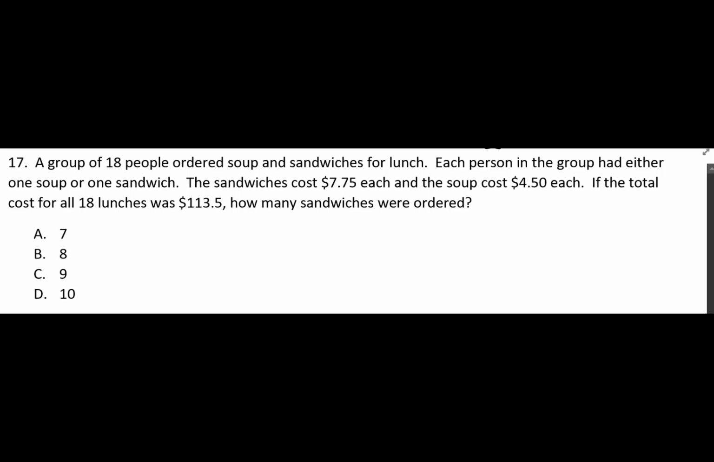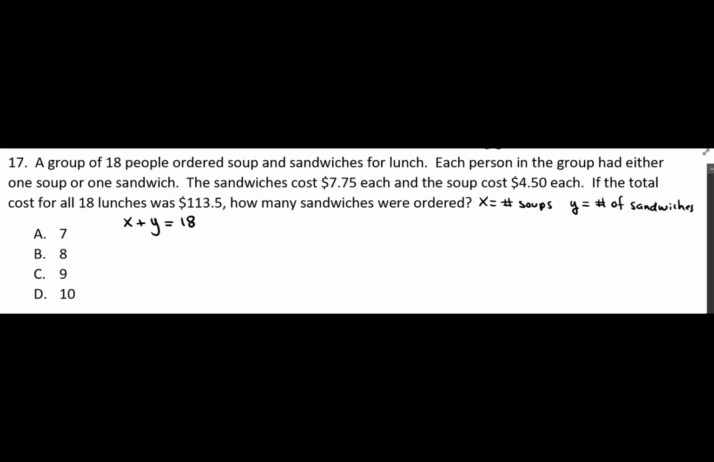We're going to define the two different amounts with two different variables. We're going to use x to represent the number of soups, and y to represent the number of sandwiches. Everybody in the group ordered either one soup or one sandwich, so we take the number of soups plus the number of sandwiches. That should equal the total number of people.